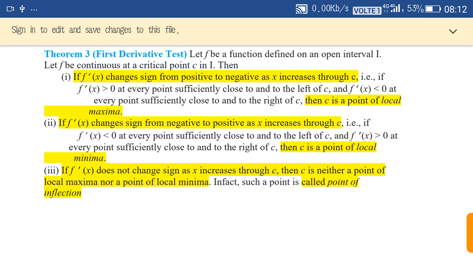Or if there is a point at which the derivative of the function does not change sign as x increases through c, then c is neither a point of local maxima nor a point of local minima, and in this case the point is called a point of inflection.